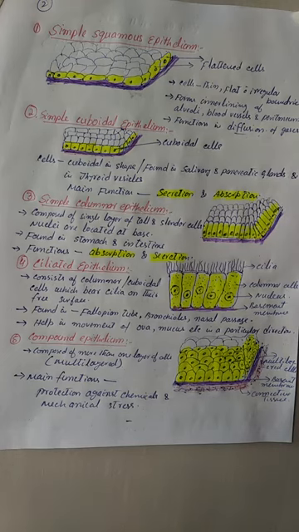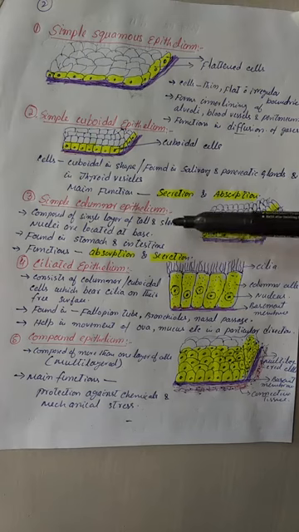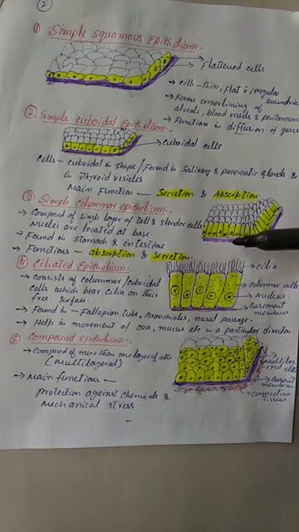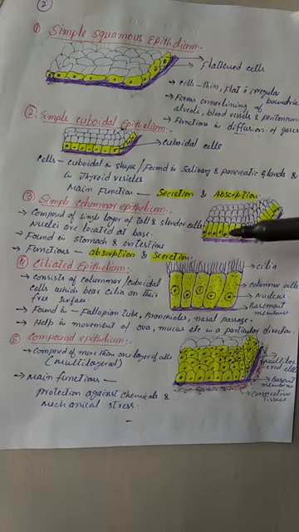Now the third type is simple columnar epithelium. The cells in this epithelium are tall, cylindrical and pillar-like with one oval nucleus at the base of the cell. It is found in the inner surface of the stomach. It is found in the gallbladder, intestine, gastric glands, and intestinal glands also. It also helps in absorption and secretion.